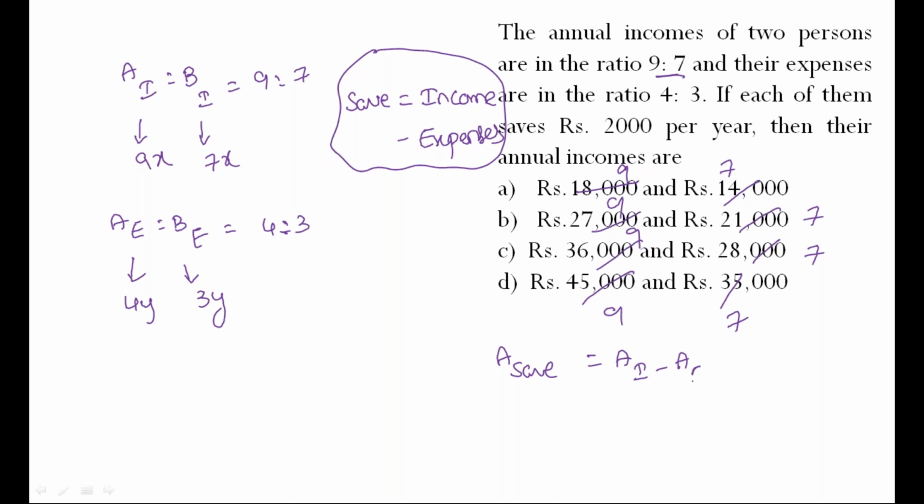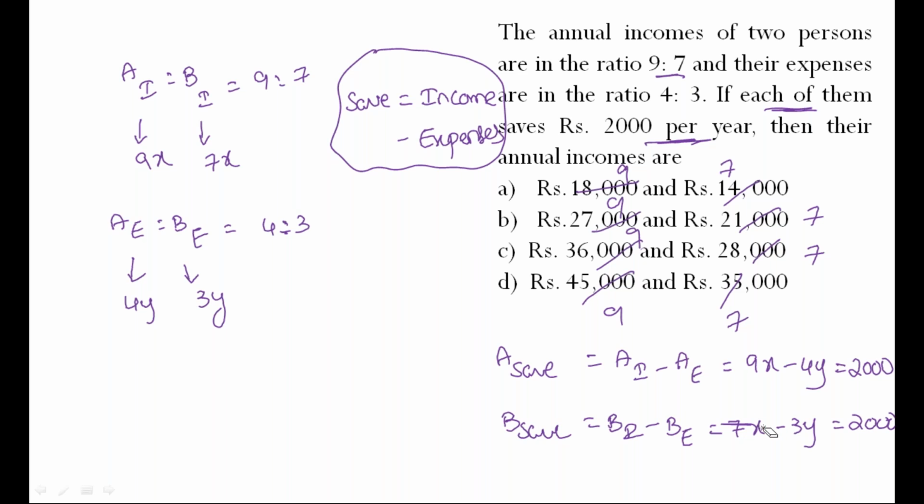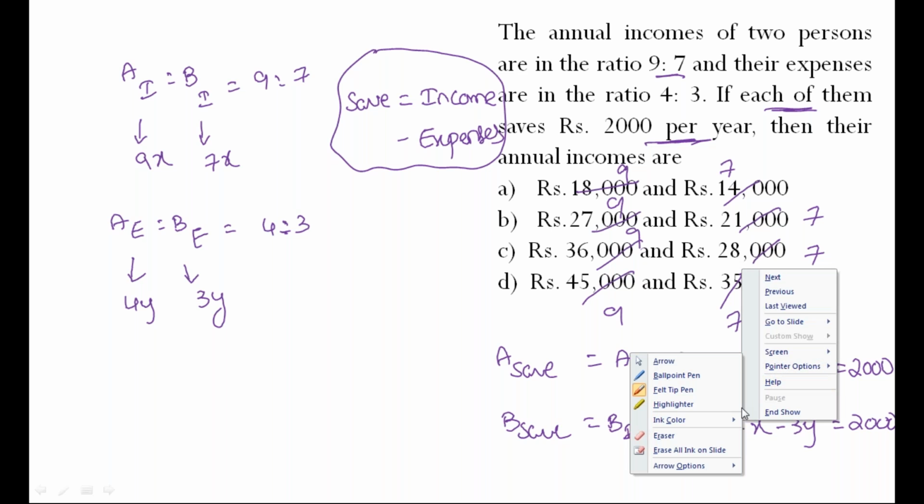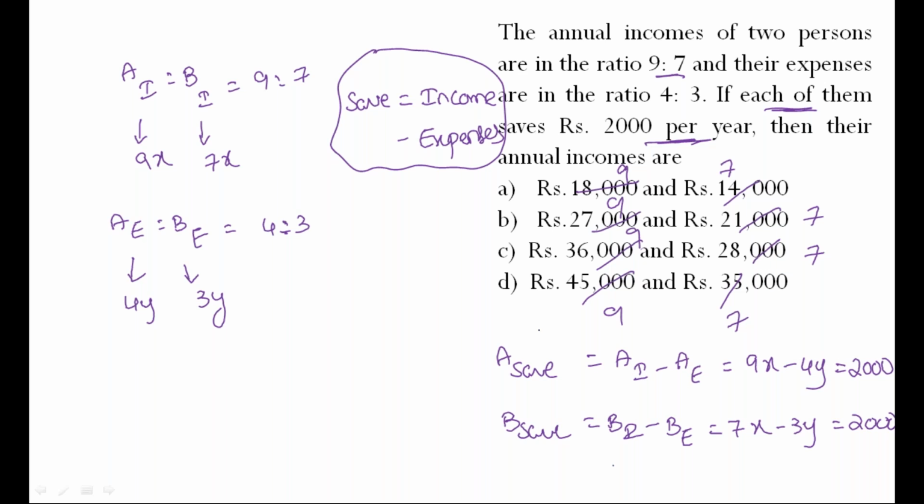What is A income? A income is 9x, A expenses is 4y. Each of them saves 2,000 per year, so 2,000. Now B saving is nothing but B income minus B expenses. B income is 7x, B expenses is 3y. That is also equal to 2,000. Now we just try to solve this, guys. Two equations. You have to find the x value. If you know the x value, A income and B income can be easily found.